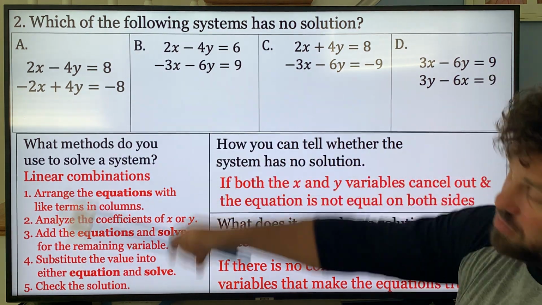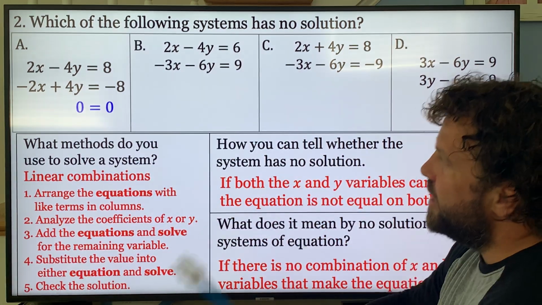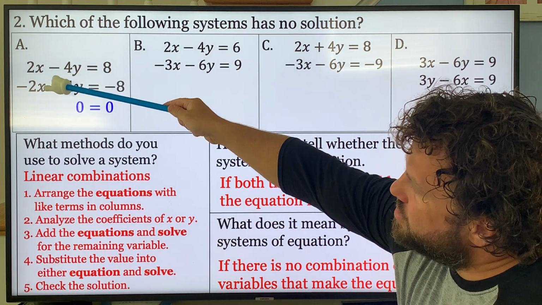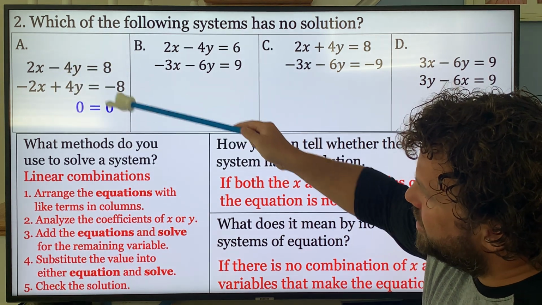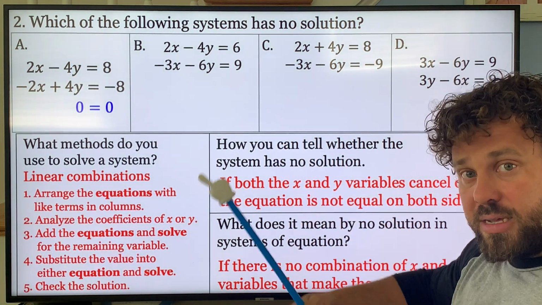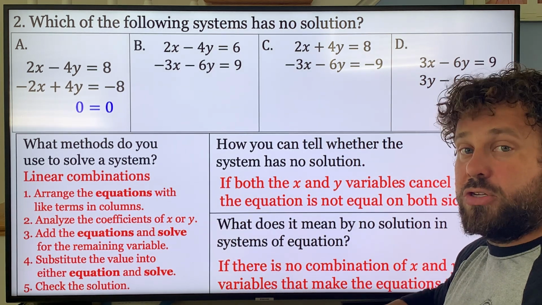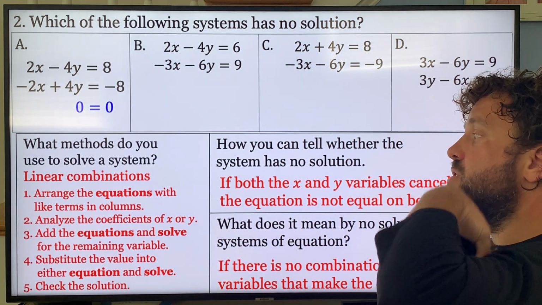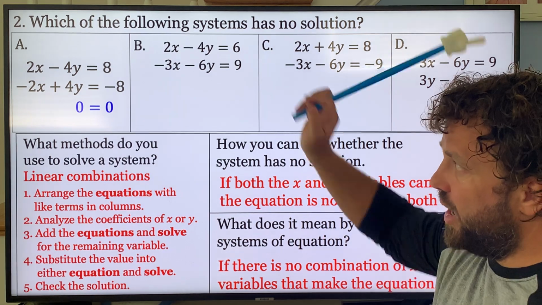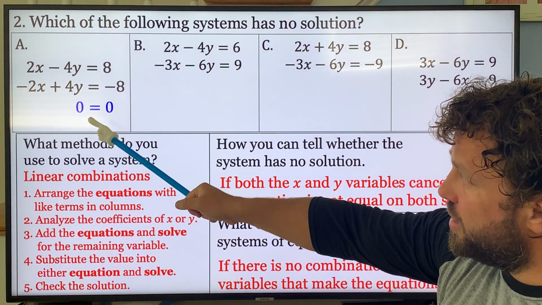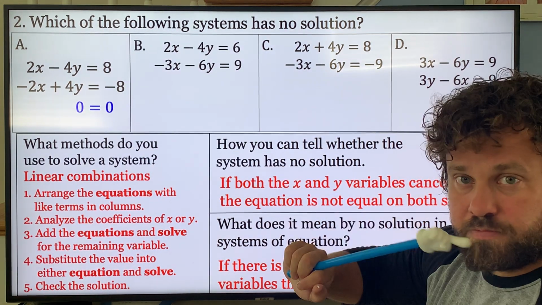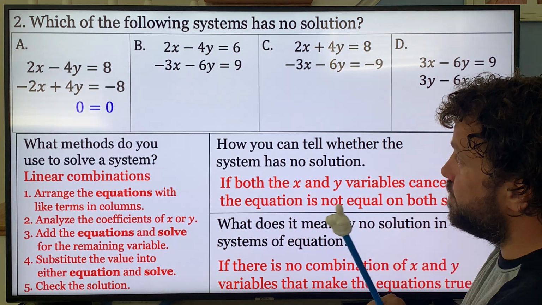So now, let's go over the questions. First one, if I do these and I add these together, 0, 0, so 0 equals 0. Is that true? Yes. 0 equals 0 is true. So that means there's an infinite number of solutions. So any number I pick for x and y makes these two equations true. Let's look at B.